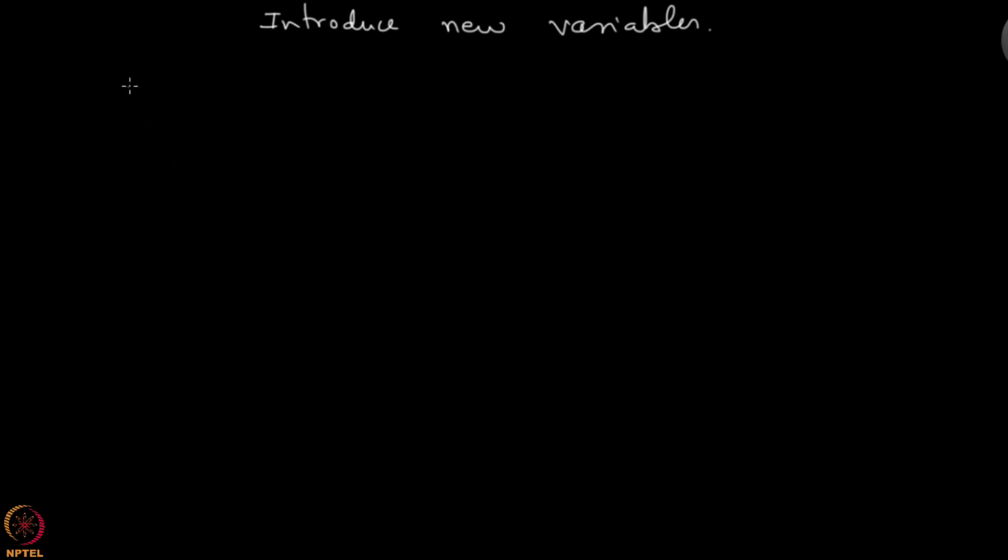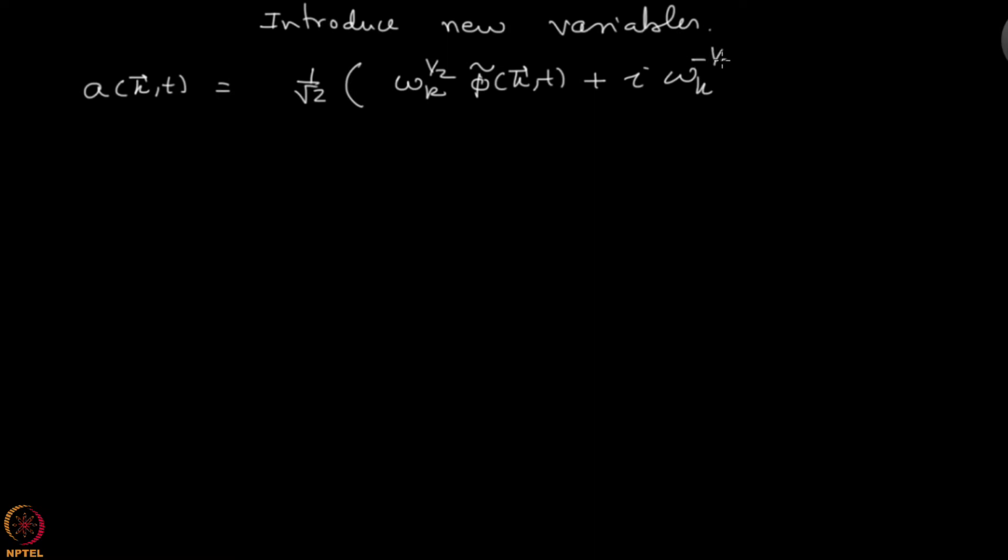So I define a_k(t) to be 1 over root 2 omega_k, the square root of omega_k, and omega_k we have already seen: omega_k squared is k squared plus m squared. So this is the definition I'm giving, with k to the power minus half, so it's a square root in the denominator, minus k, sorry.